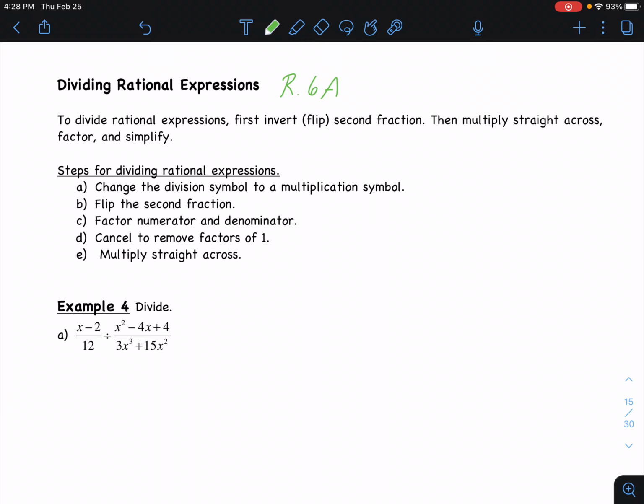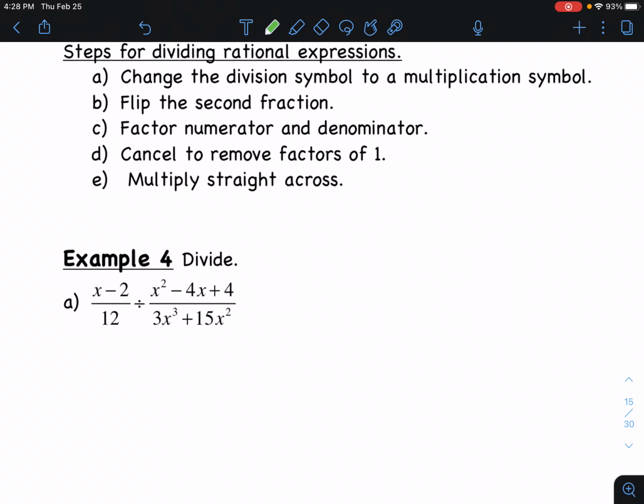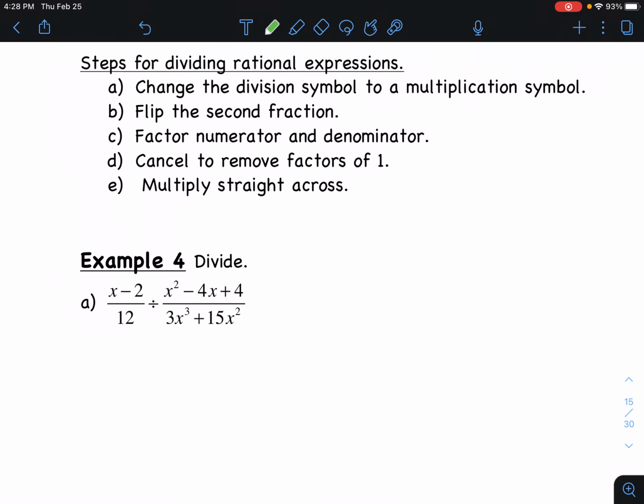So again, the steps are change the division symbol to a multiplication symbol, flip the second fraction upside down, factor the tops, factor the bottoms, cancel to remove factors of 1, meaning identical binomials, reduce fractions if we can, and then multiply straight across, which just means rewrite it into your answer.